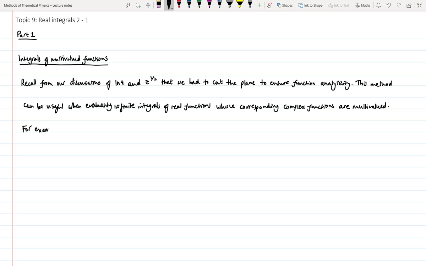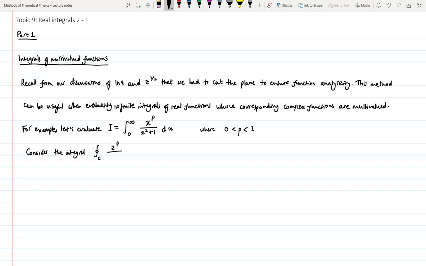So, for example, let's evaluate the real integral I, the integral from 0 to infinity of x to the p over x squared plus 1 dx. And this number p is real, and it lies between 0 and 1. Well, as usual, let's analytically continue our function, and we're now going to be looking at a contour integral. So it's the integral of z to the p over z squared plus 1 dz.